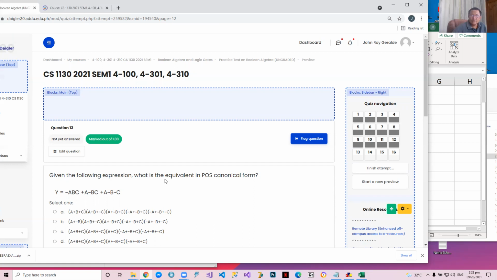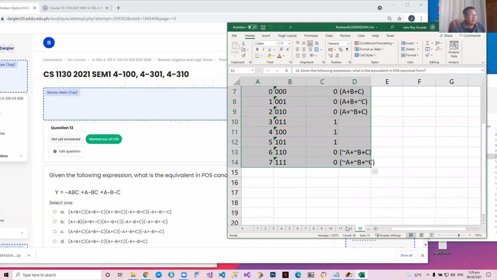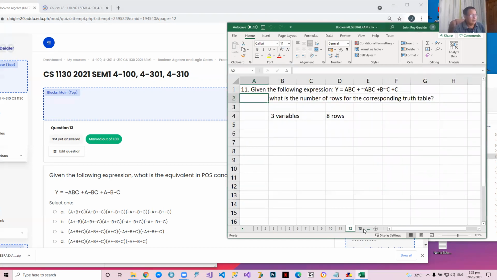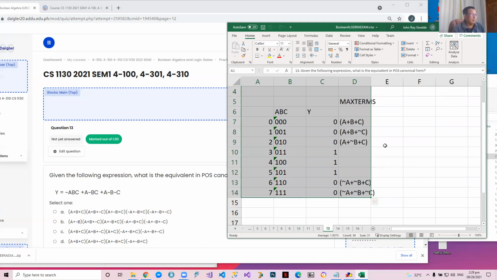So you solve this on your own, no? So given the following expression, write the POS canonical form. Take note that we also have the variables in min terms. So therefore, we don't have to draw the circuit because we have the variables in min terms.